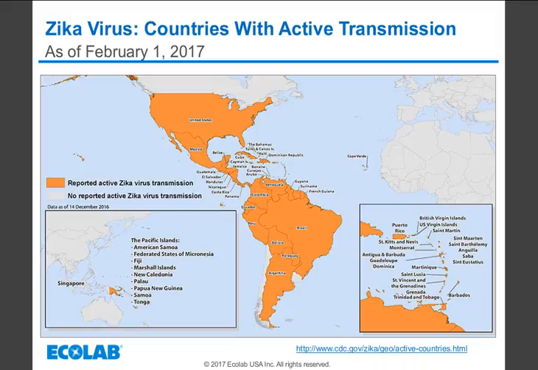So let's get right up to date. This map shows the countries and territories that are reporting active Zika virus transmission. And as you can see, the majority of countries in South America, Central America, Mexico, and the U.S., in particular Florida and Texas, are reporting active transmission of the Zika virus.